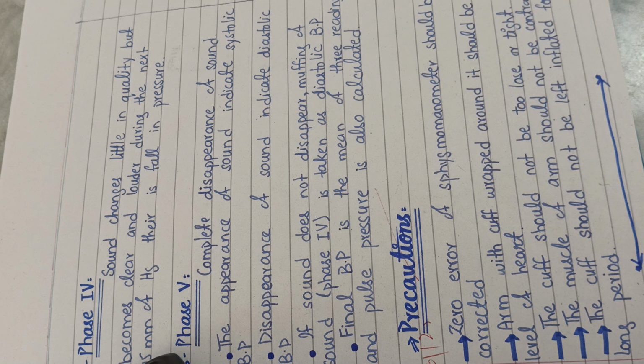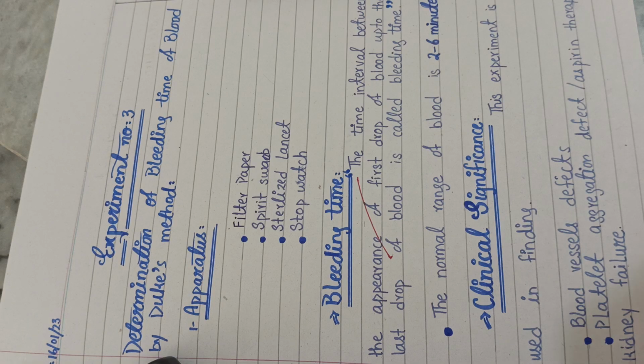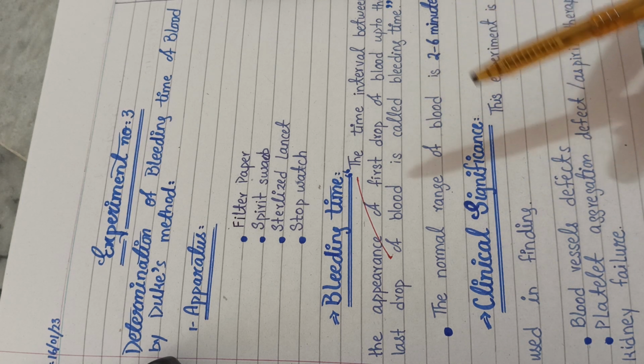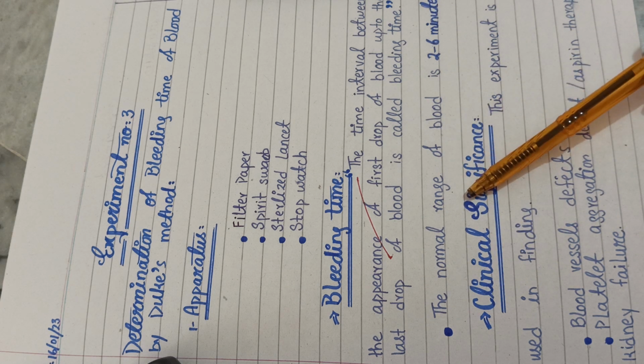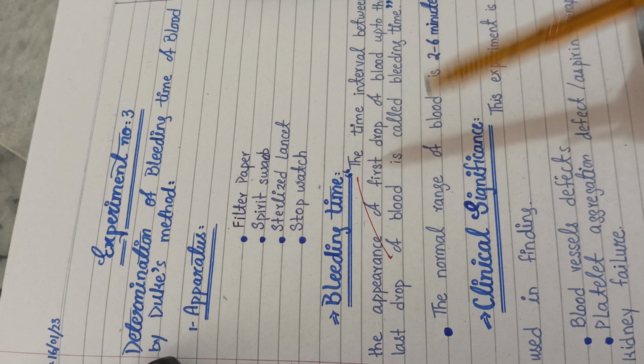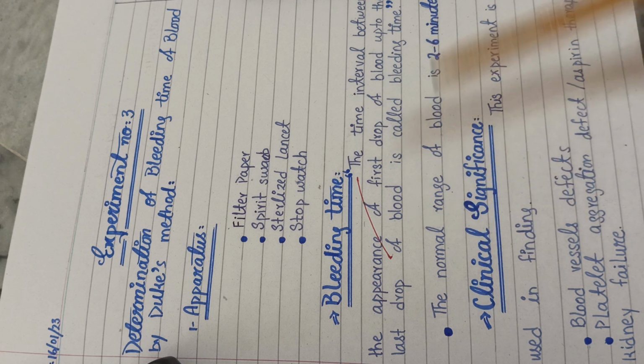Now let's see experiment number 3. In experiment number 3, we have to determine the bleeding time of a body by Duke's method. For this method, you have to take filter paper, a spirit swab, a spirit lamp, a sterilized lancet, and a stopwatch. Bleeding time is the time interval between the appearance of the first drop to the last drop of blood. The normal range is 2 to 6 minutes.